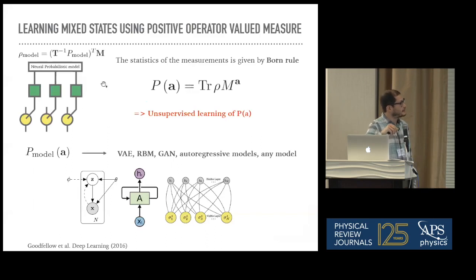And this probabilistic model can be anything. It can be a variational autoencoder, it can be a restricted Boltzmann machine, generative adversarial networks, autoregressive models, basically any probabilistic model. All right, and so it has a lot of flexibility in terms of the techniques that you can use for this type of reconstruction.